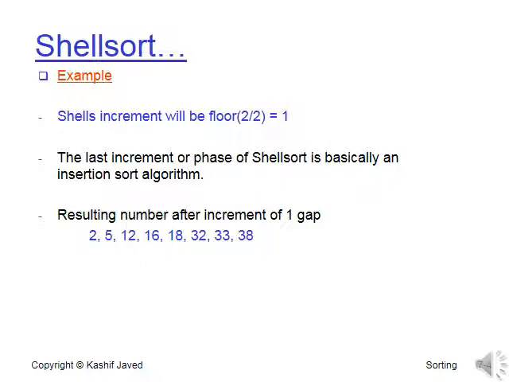Further, Shell's increment will be floor of 2 divided by 2, which equals 1. The last increment or gap of Shell sort is basically an insertion sort algorithm. Then the resulting numbers after the increment of gap 1 will be 2, 5, 12, 16, 18, 32, 33, and 38.